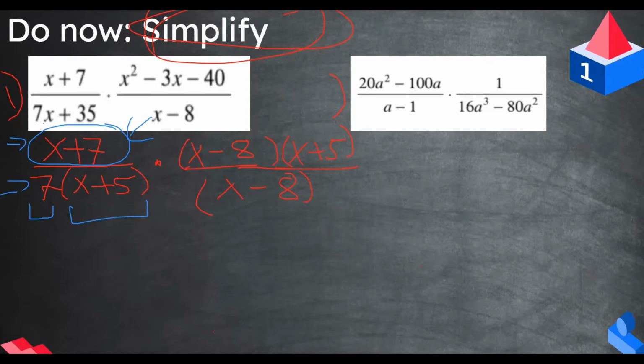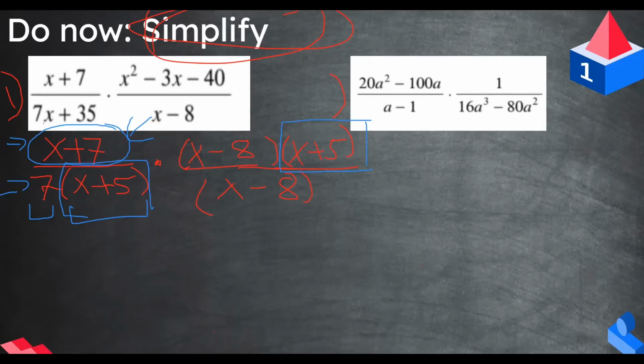Let's check for x plus 5. Do you see how I am taking them in pairs? If it's a binomial, then I'm taking the entire binomial. I'm not looking for individual terms to cancel out. So x plus 5, do you see any other x plus 5s? Yeah. Where do you see another one? Here, right? So I'm going to box them because they are my common terms.